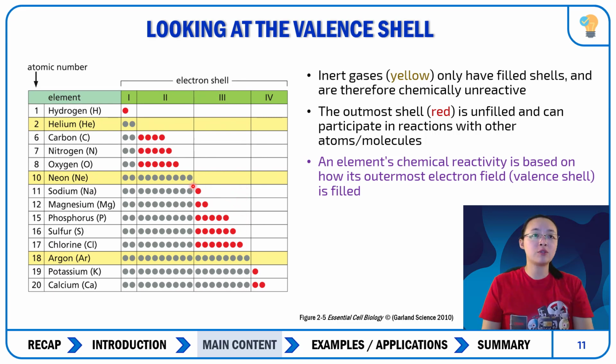If sodium chooses to donate or somehow share its electron with chlorine, then technically chlorine can get its full valence shell for shell number 3, and sodium can drop back down to a full valence shell for the second layer. So it's these types of interactions that we can use to predict how different elements are going to interact with each other.